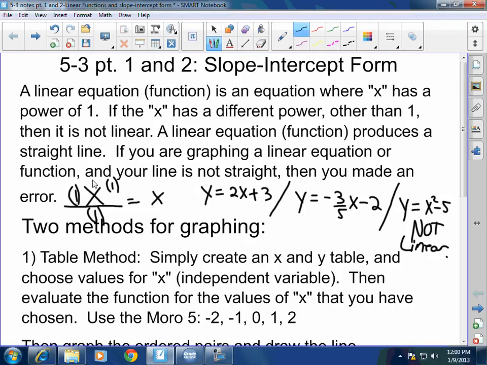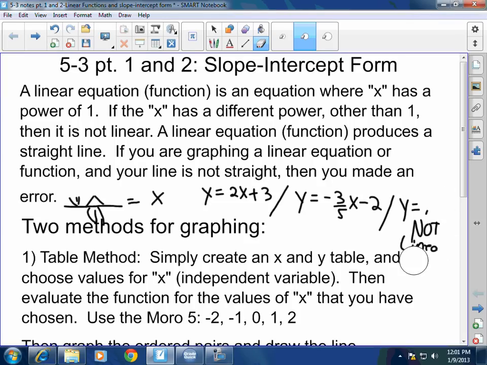Second thing, if x has a power other than 1, then it is not linear. A linear equation or function produces a straight line. If you are graphing a linear equation or function and your line is not straight, then you made an error. Please, my friends, this doesn't mean that you should beat yourself up. Just be aware of what's going on.